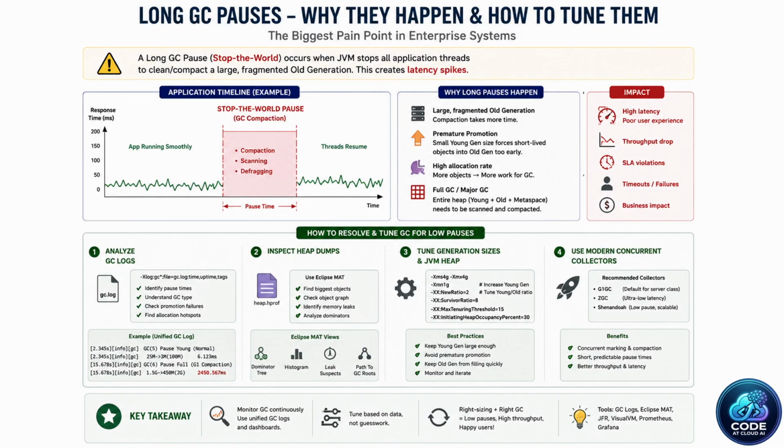This is frequently driven by premature promotion, where a small young gen size forces short-lived objects into the old gen too early. To resolve this, always analyze your JVM unified GC logs and inspect heap dumps using tools like Eclipse MAT. By tuning your generation sizes and adopting modern concurrent collectors like G1 GC, ZGC, or Shenandoah, you can shift compaction work to run concurrently with your application, ensuring ultra-low latency.